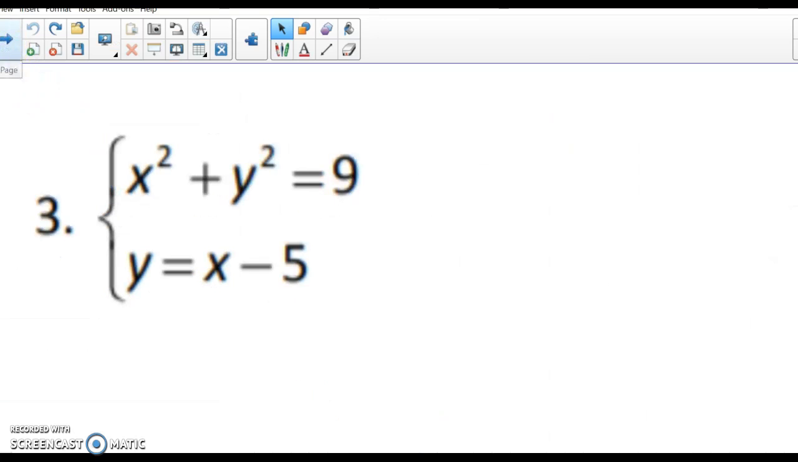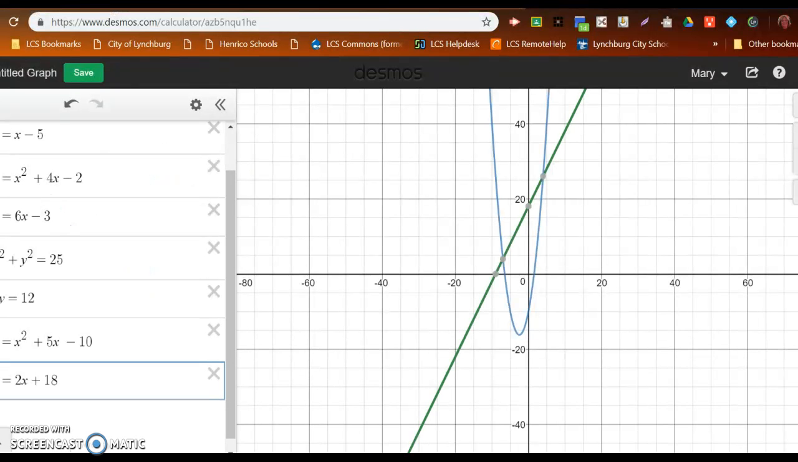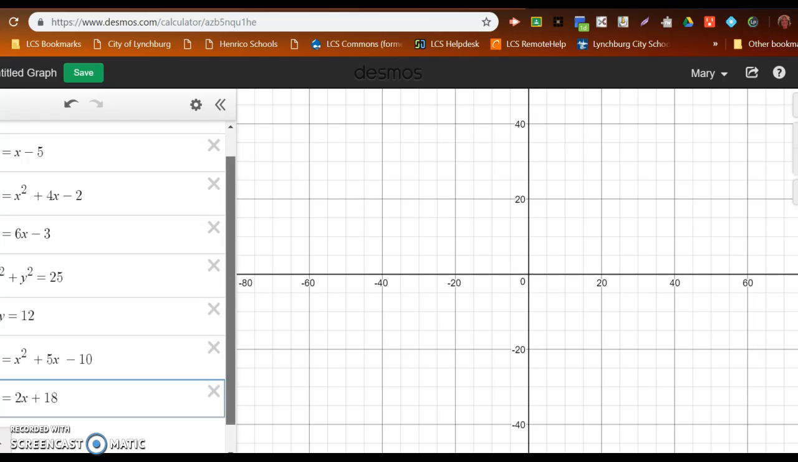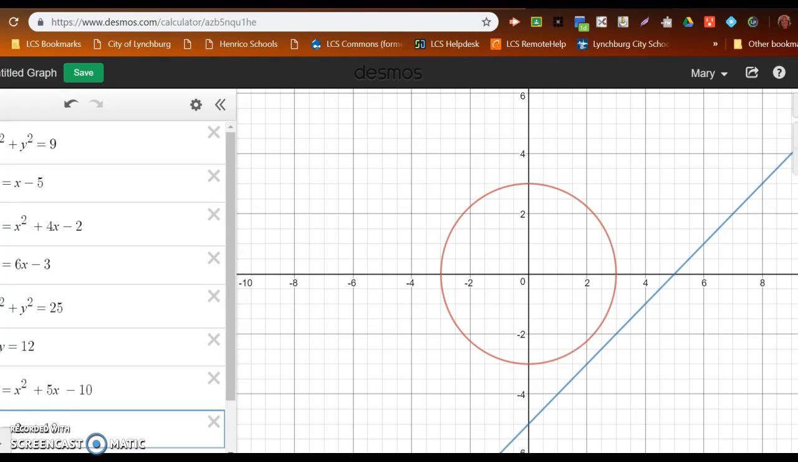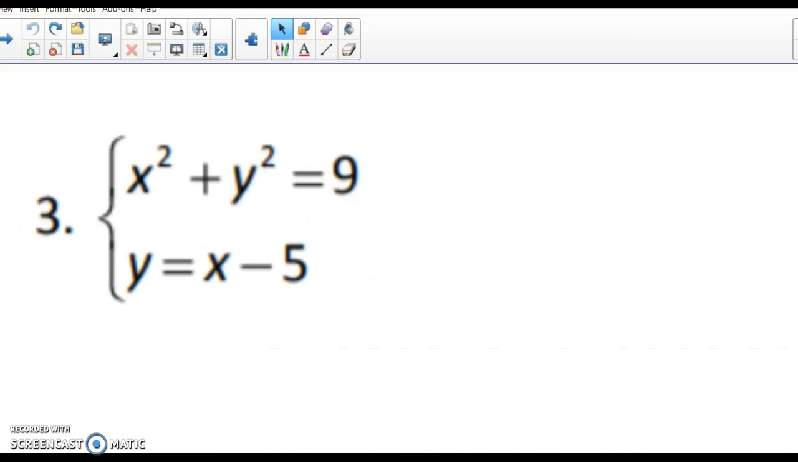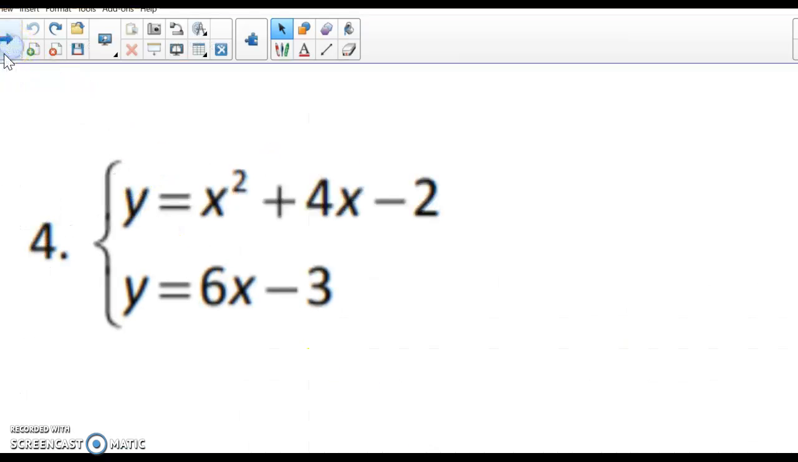For this one, if I plug this one in, x squared plus y squared equals 9. Oh, I think that one's up here, yes. And looking at this one is an interesting one. How many solutions do I have? I have no solutions. So that would be my answer, no solutions. These two graphs do not ever intersect each other. So that answer would be no solution.